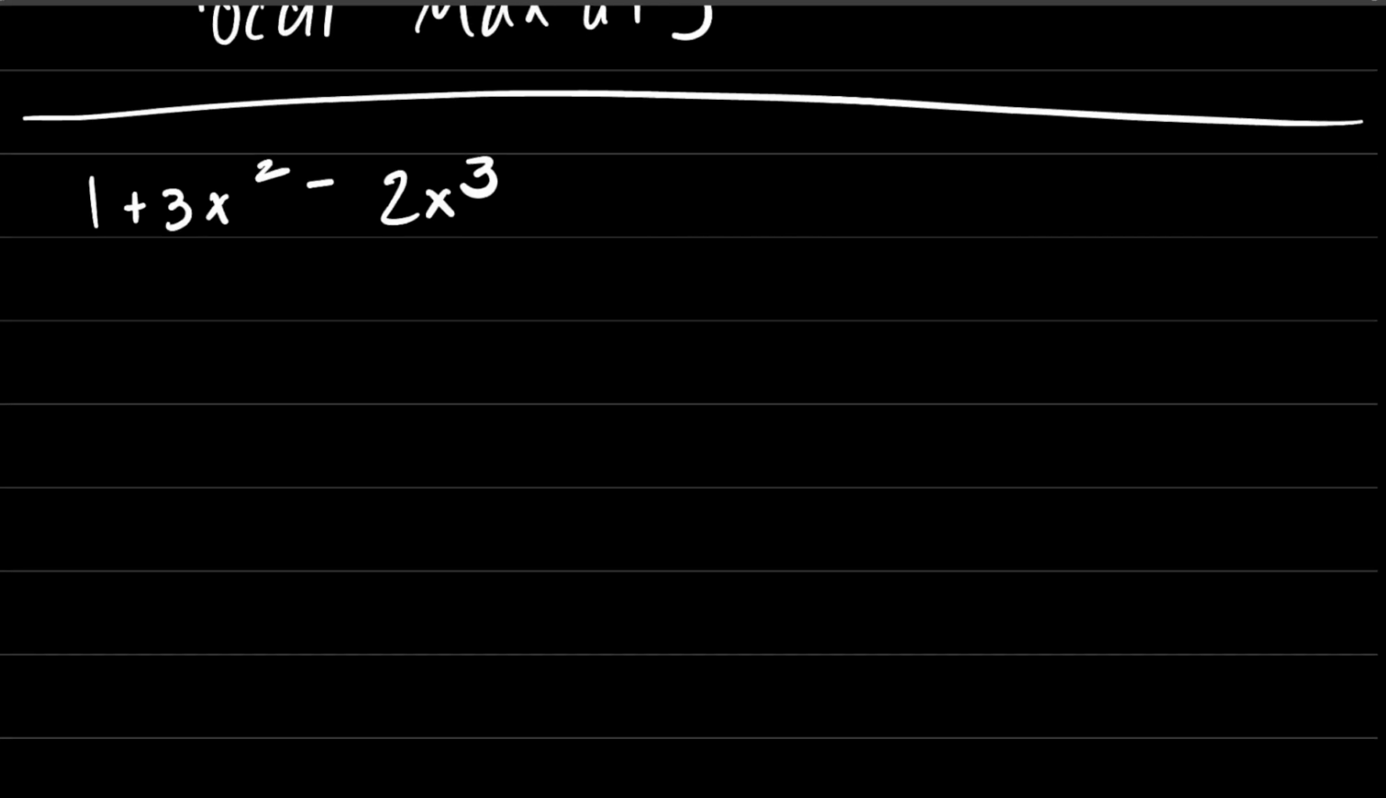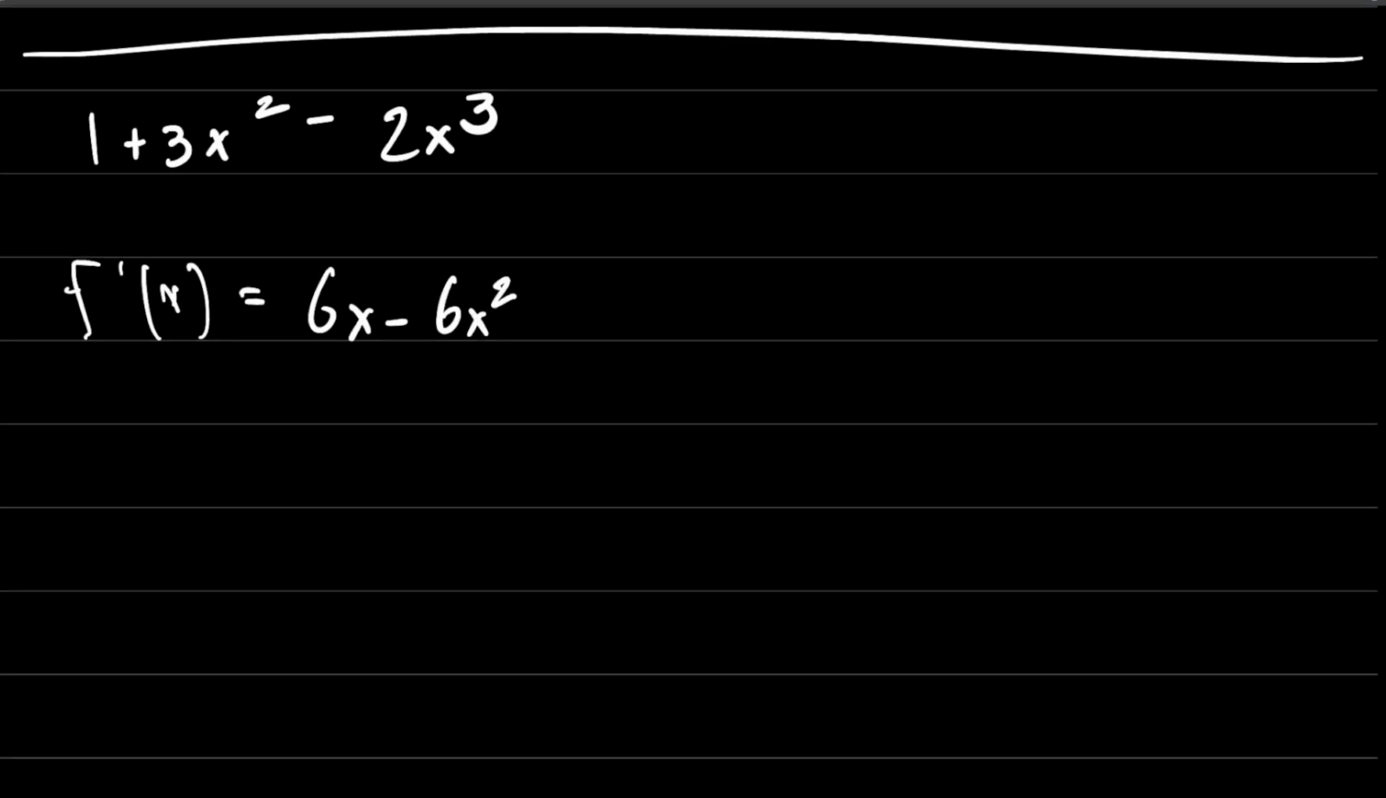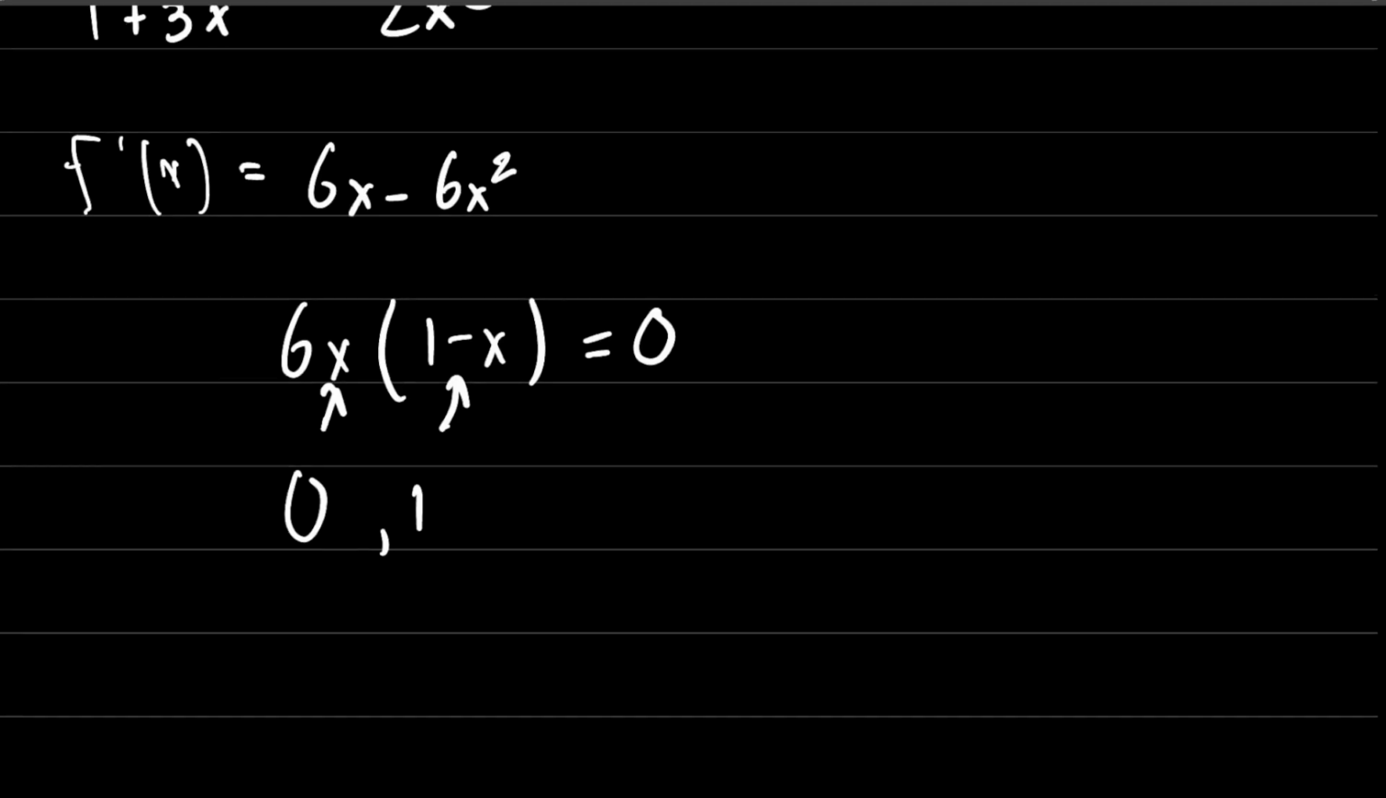So we're given 1 plus 3x squared minus 2x cubed. We take the first derivative, which gives us that f prime of x is equal to 6x minus 6x squared. And then we can set this equal to 0. So we factor out that 6x, which gives us 6x times (1 minus x), and we set that equal to 0, which gives us critical points at 0 because of this right here, and at 1 because of this section right here. So those are our critical points.